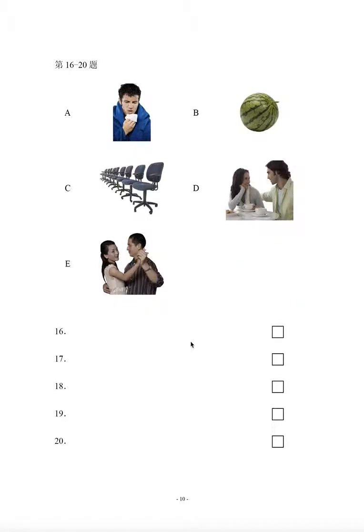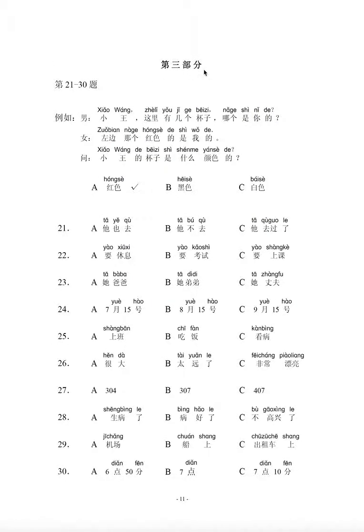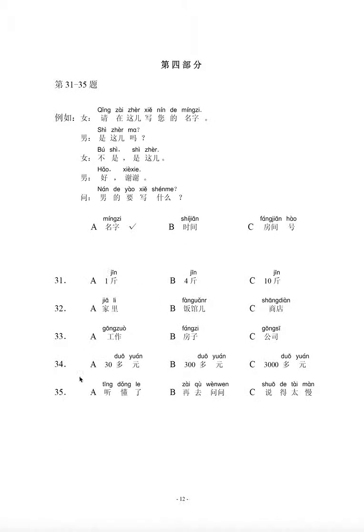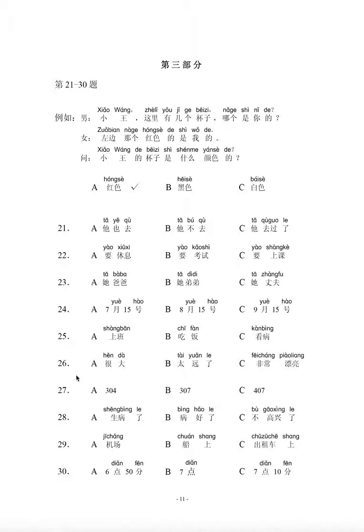Okay, and move on to the third part of the listening. Again, 10 questions, twice for each one. Each question would still be a conversation followed by a question, and they give you 3 options. So you need to choose one out of 3 for the question. That's 21 to 30. That's the third part.